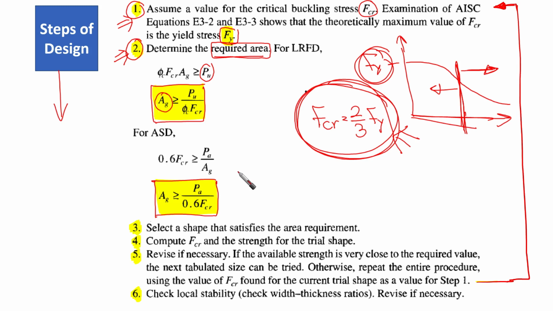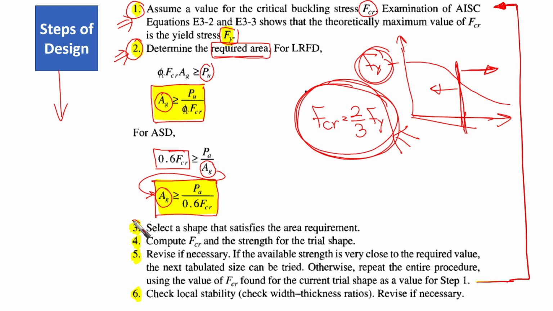And for the ASD, the area gross should be larger than or equal to the right hand side, which comes from the famous equation 0.6 FCR, which is the allowable stress, should be larger than or equal to P actual, or the applied load, over area gross. So from here we can get area gross. Okay, so this is the second step.